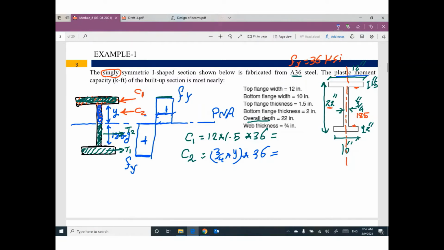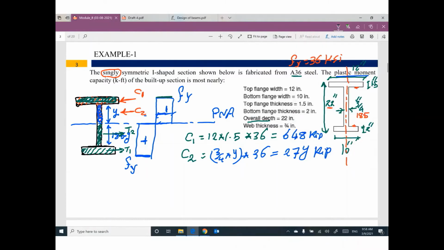So what is the value? 12 times 1.5 times 36 is 648. Keep the value here, 27y.